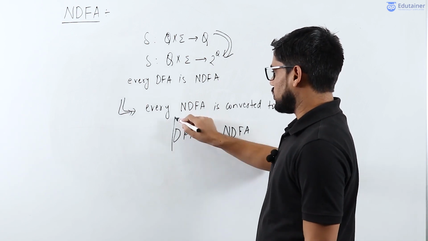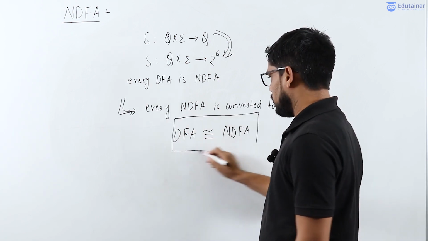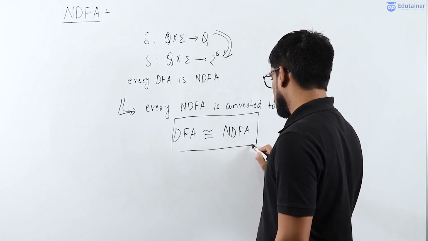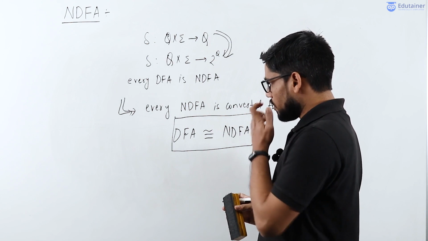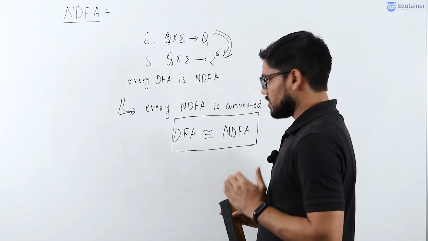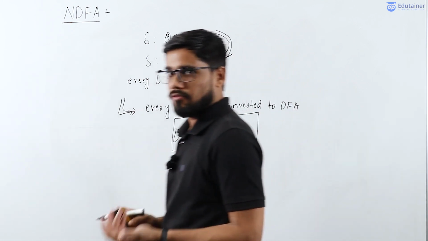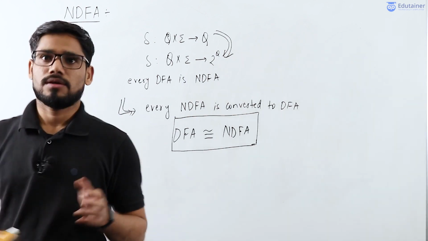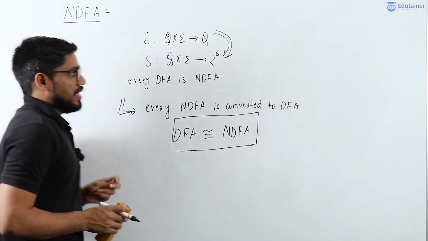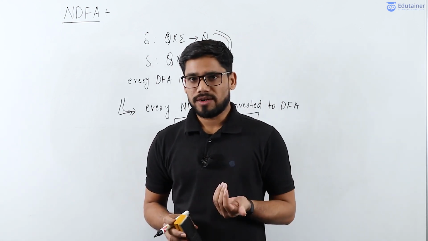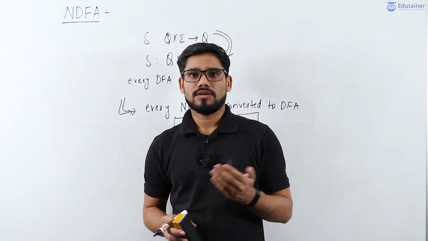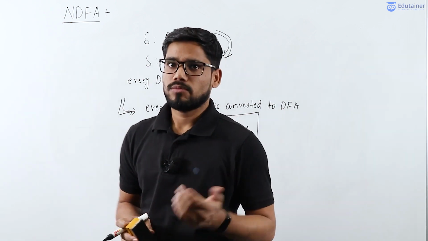This is a very important result. Many times GATE questions are directly asked from this concept. So remember that every DFA is equivalent to an NDFA in power. In the next video, we will take the subset construction method and try to prove how an NDFA can be converted into a DFA machine.